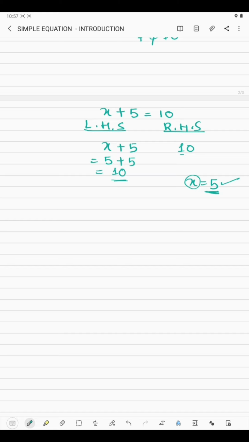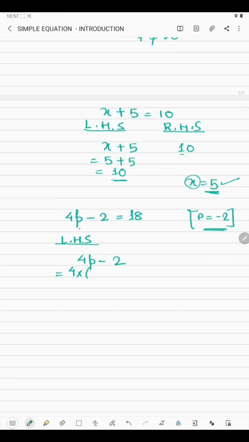Okay. Let's take another example. Say 4p minus 2 is equal to 18. Suppose the value of p is minus 2. To check whether this is the solution of the given equation or not, we will have to put the value of p on the left hand side. And on the left hand side what do we have? 4p minus 2. So here we will have to just put minus 2 in place of p.